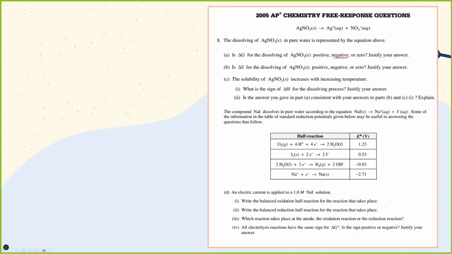Delta S for the dissolving is going to be positive. We do know that it's going from a solid to aqueous, therefore it's creating more microstates and breaking apart from the solid, so that one would be positive.